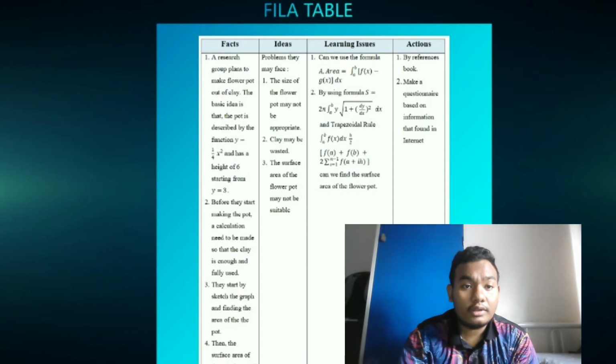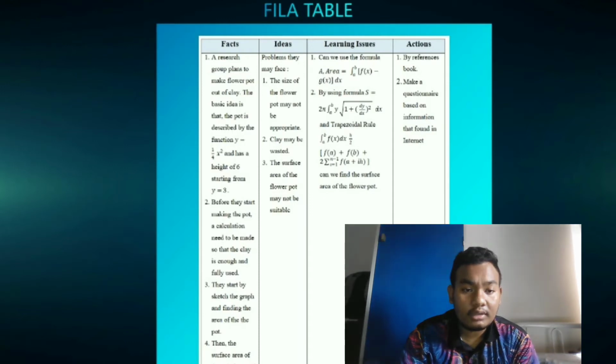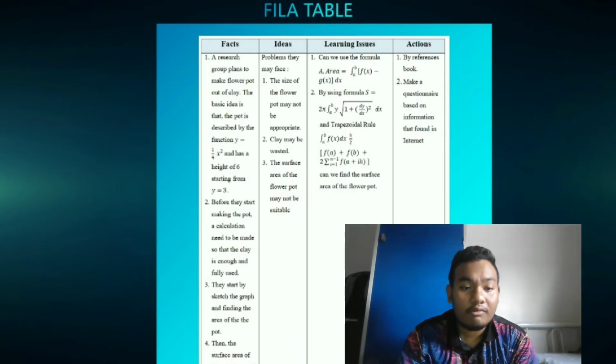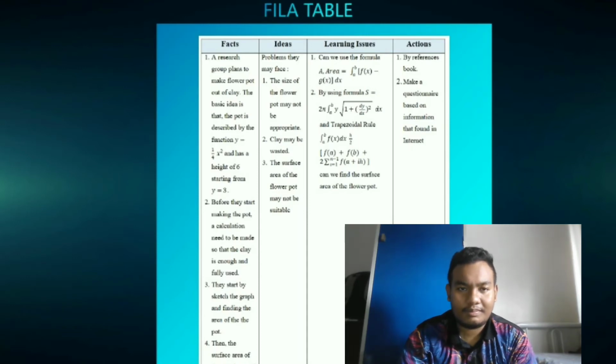Okay, for the second fact, before they start making the pot, the calculation needs to be made so that the clay is enough and fully used. And for number 3, they start by sketching the graph and finding the area of the pot. Then the surface area of the pot also needs to be calculated.